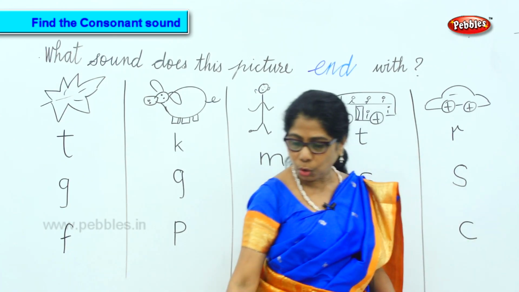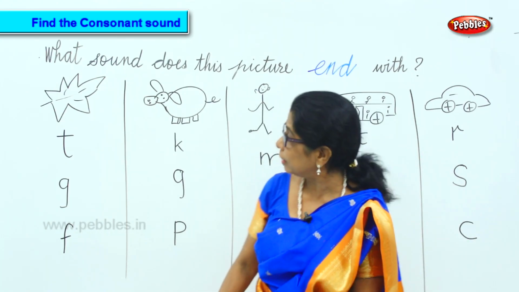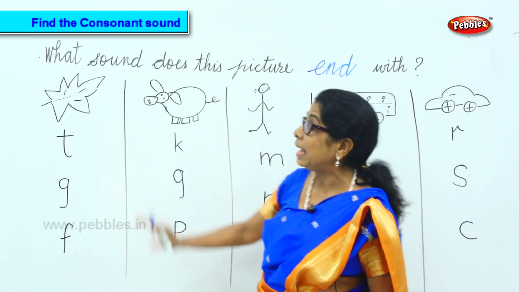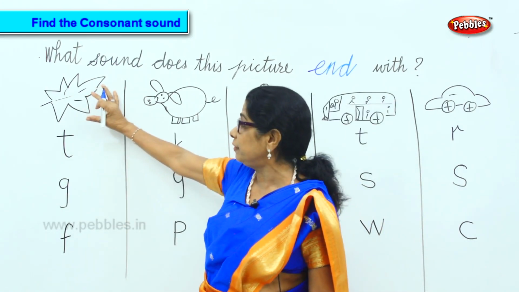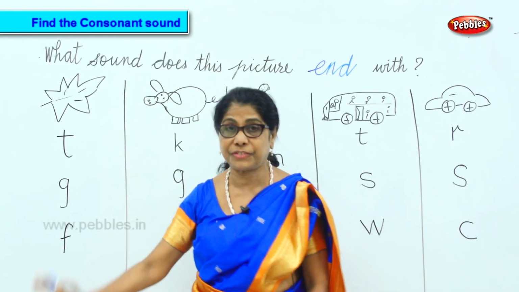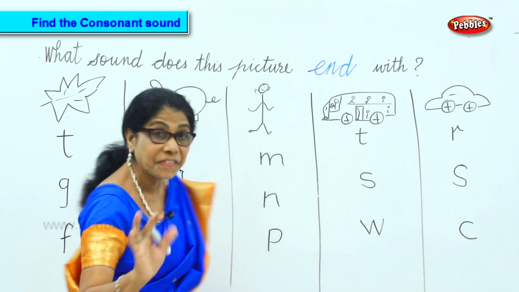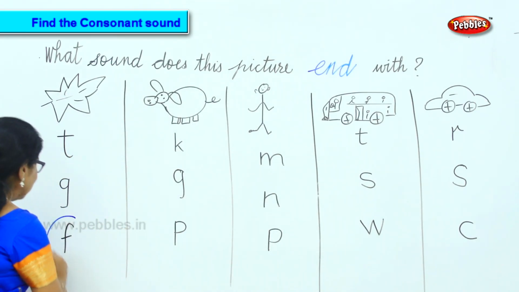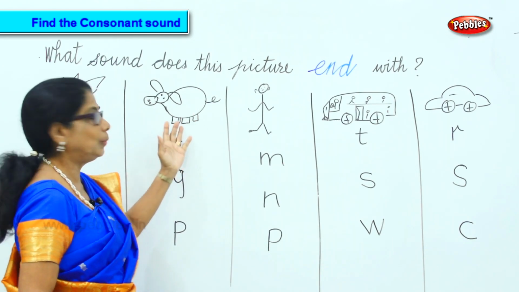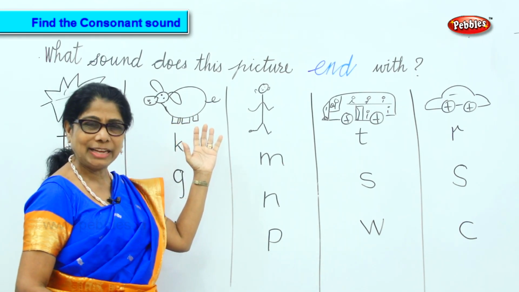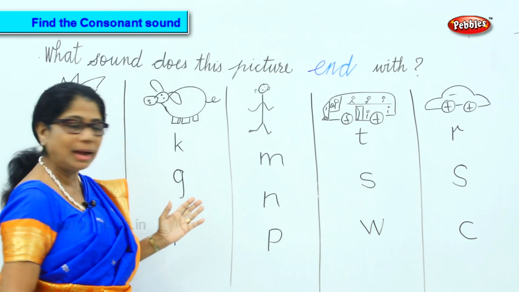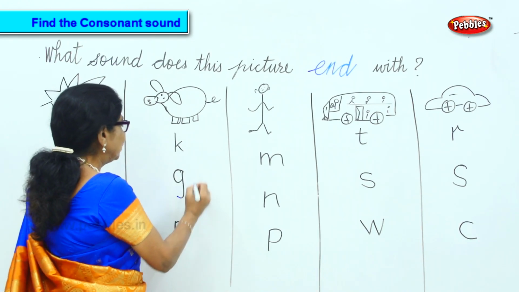Now, let us look at all the letters. Look at the picture. What sound does the picture end with? Leaf, we have T, G, F. Leaf. It ends with F. So, we circle F. Okay. Pig, we have a picture of a pig. What does it end with? G. P-I-G. So, it ends with G.